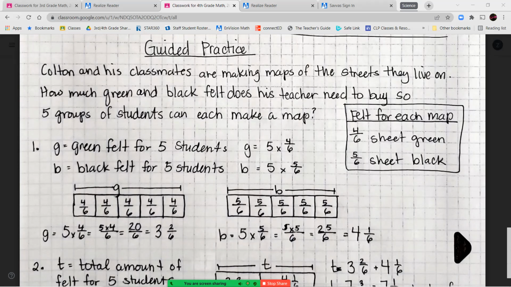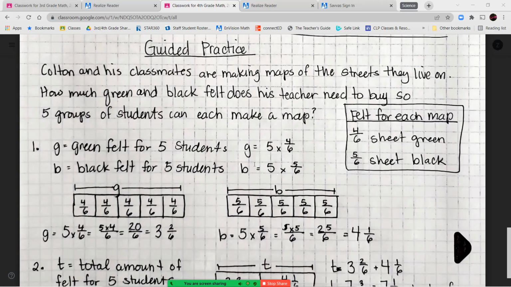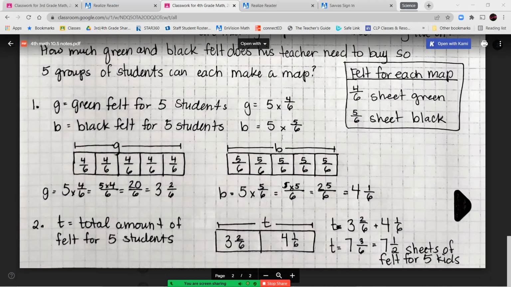Our first guided practice question says, Colton and his classmates are making a map of the streets that they live on. How much green and black felt does his teacher need to buy so that 5 groups of students can each make a map? Now, we know that the felt needed for each map, they need 4/6 sheet of green felt and 5/6 sheet of black felt. So G is going to equal my green felt for 5 students, and B is going to equal my black felt for 5 students. So G is going to be 5 times 4/6, and B is going to be 5 times 5/6.